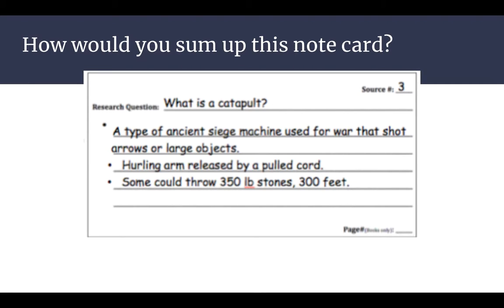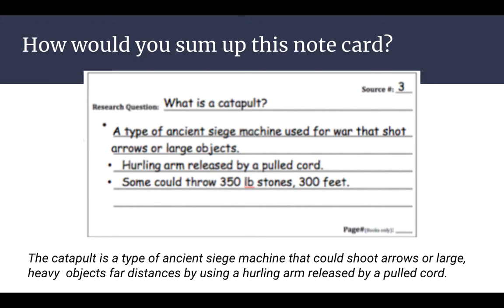So this note card is answering the question, what is a catapult? Take a look at the 3 bullets. How would you sum up this information? A good summary sentence would look like this. The catapult is a type of ancient siege machine that could shoot arrows or large heavy objects far distances by using a hurling arm released by a pulled cord.